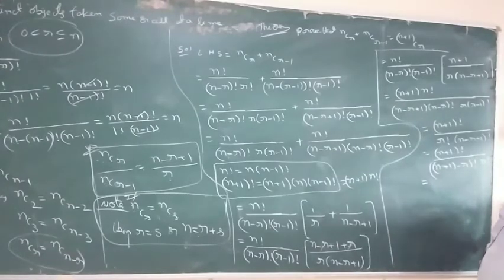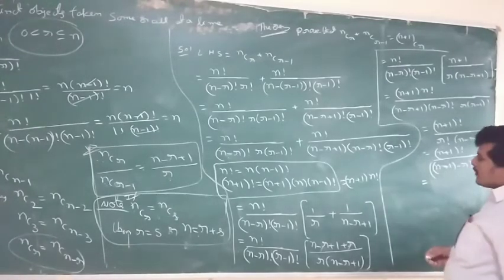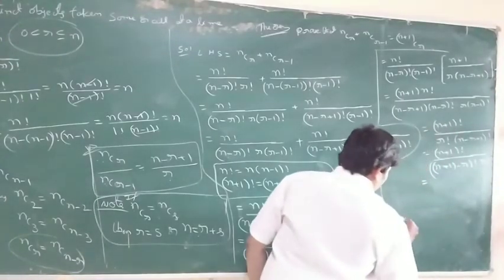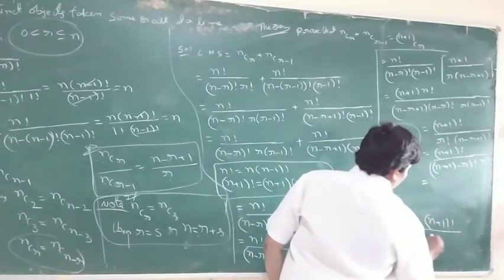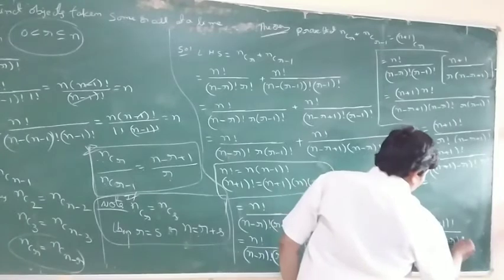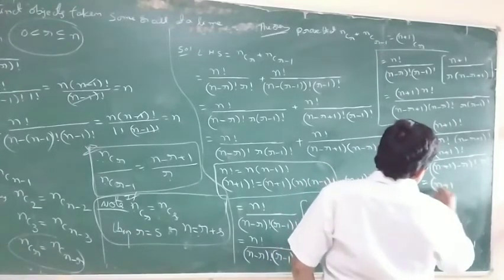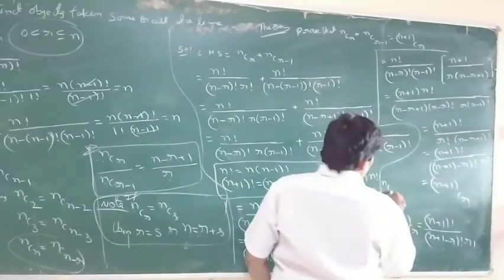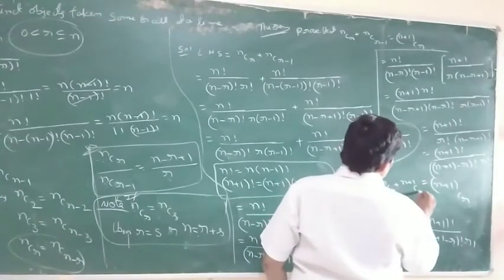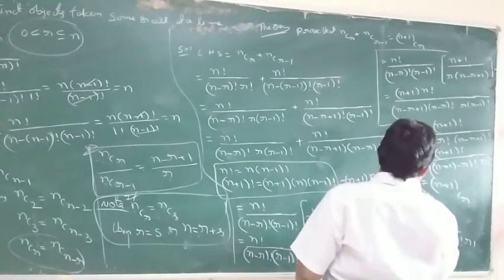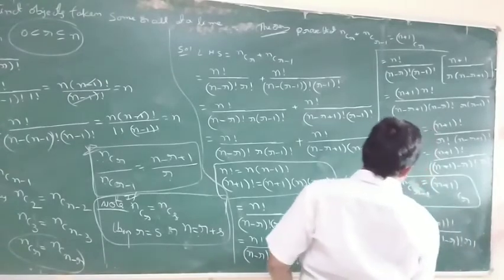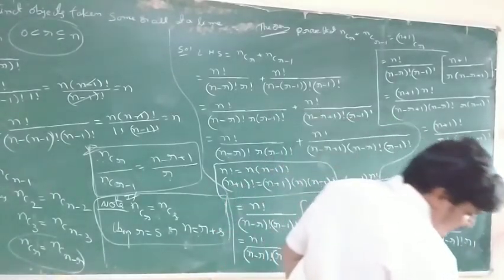So what is the nCr formula? The nCr formula is equal to n factorial by (n minus r) factorial into r factorial. What is the (n+1)Cr formula here, expanding? (n+1)Cr is equal to what? It is (n plus 1) factorial by (n plus 1 minus r) factorial into r factorial. So nCr plus nC(r minus 1) is equal to (n+1)Cr.